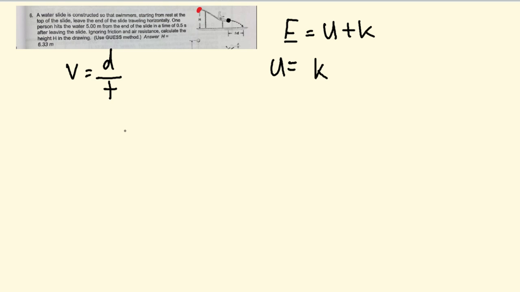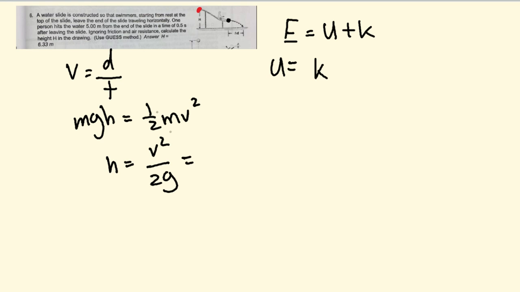So, knowing that potential energy is mgh and kinetic energy is 1/2 mv squared, you can now isolate h to find that h is equal to v squared over 2g. And you know that velocity is distance over time, so h is distance squared over 2t squared g. However, this is only the distance from the top of the slide to the bottom of the slide, but you also need to find the distance from the bottom of the slide to the water, and that is pretty easy.